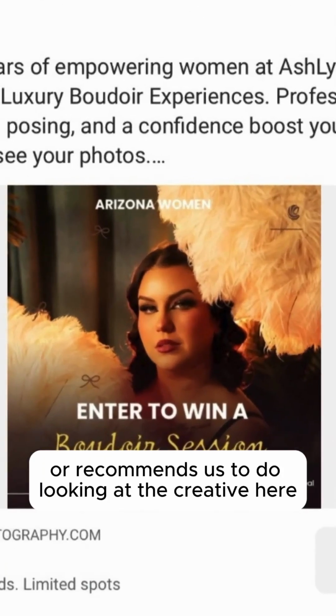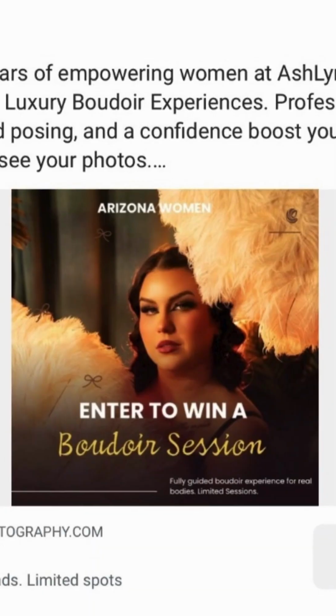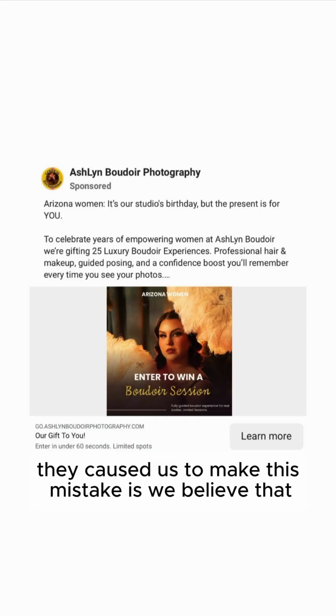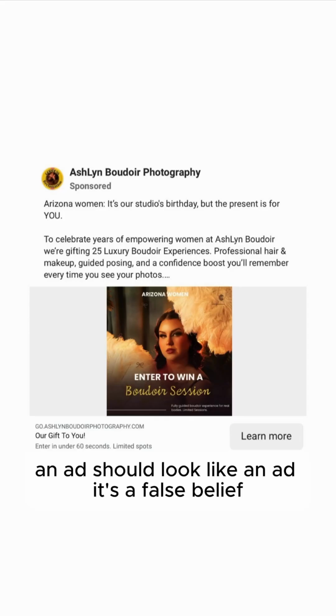Looking at the creative here, we've got what looks like an ad mistake. The false belief that causes us to make this mistake is we believe that an ad should look like an ad. It's a false belief.